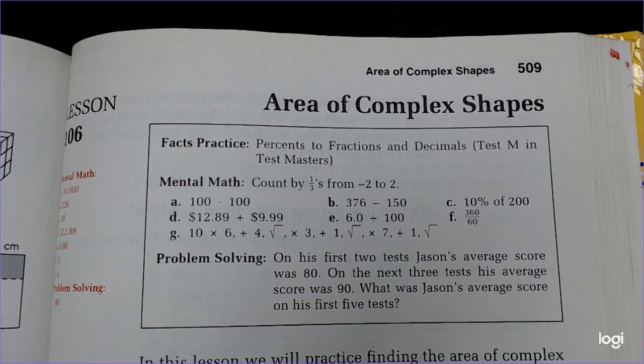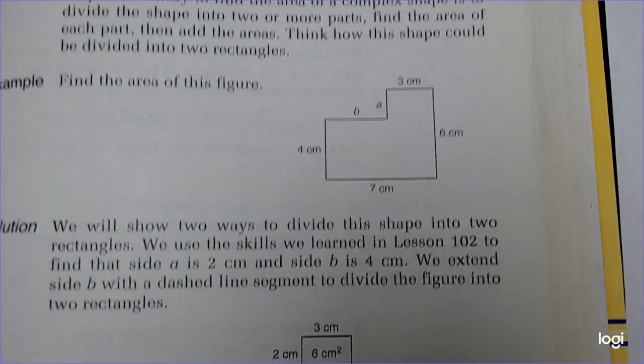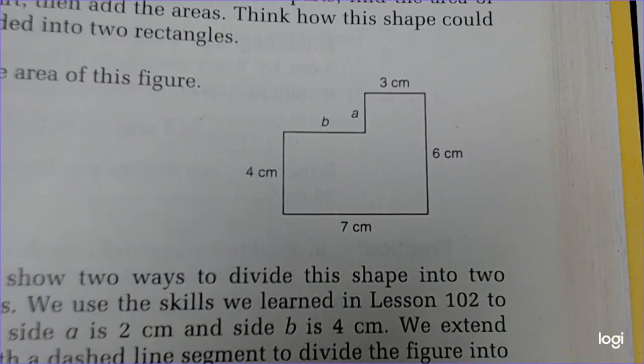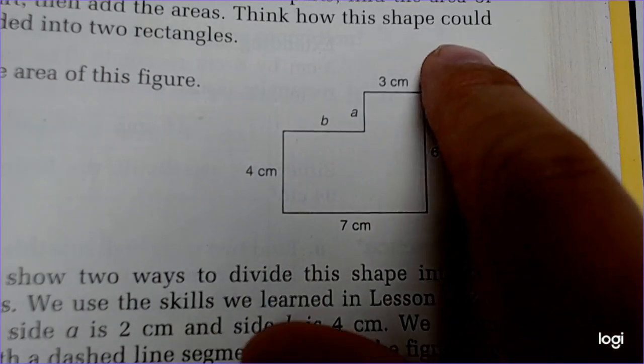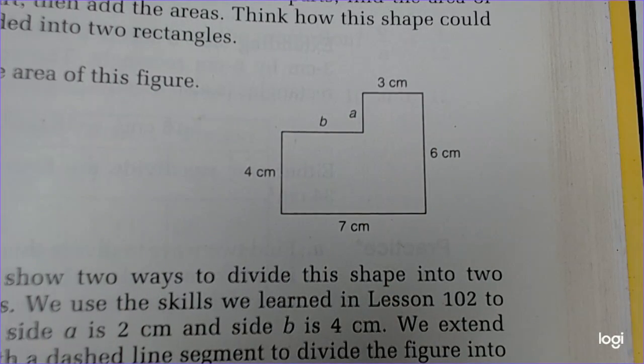Math 76, lesson 106, area of complex shapes. So we've already learned perimeter of complex shapes, things that look kind of funny, and then we've got some missing parts. And remember, the perimeter was finding the distance it takes to go around it. Now we're going to be doing the same thing, but we're going to be finding area.